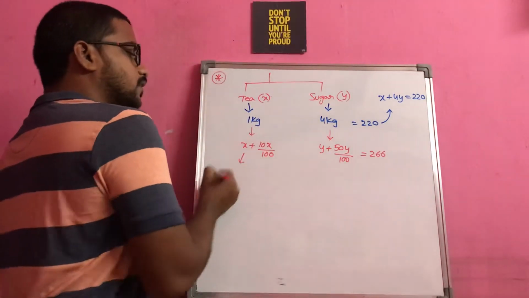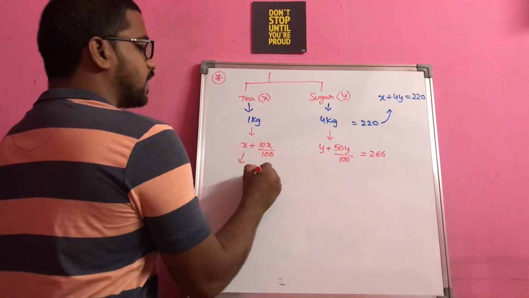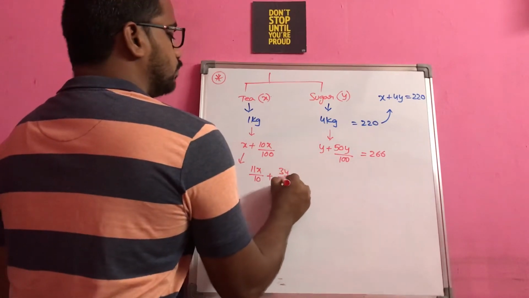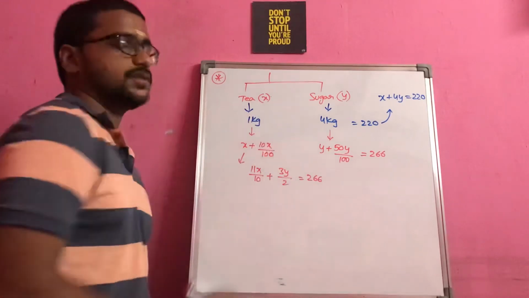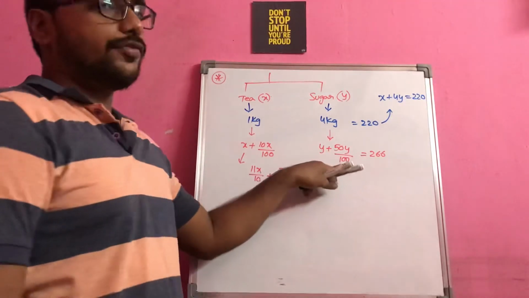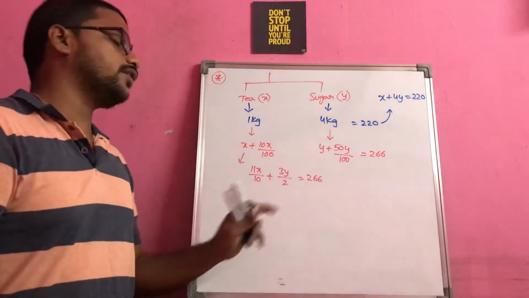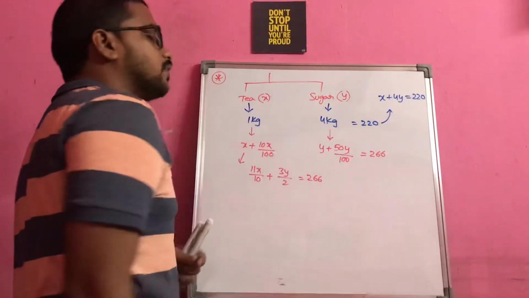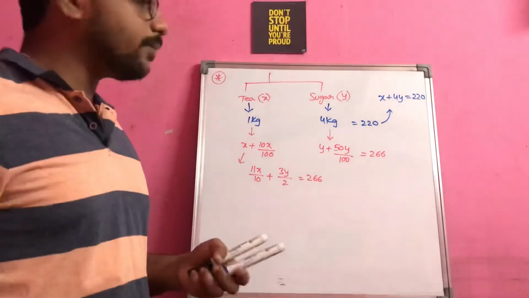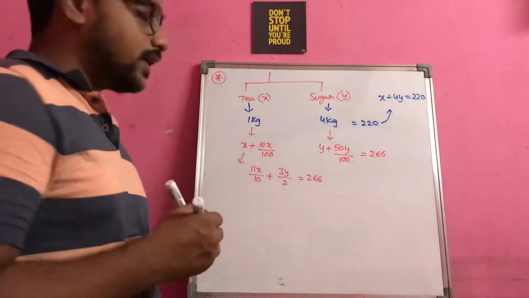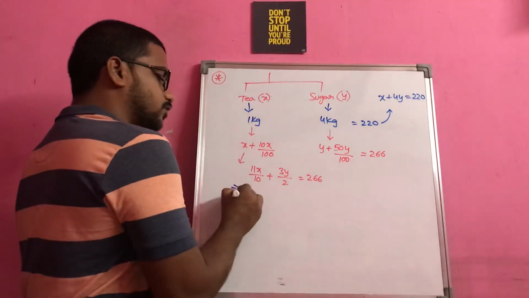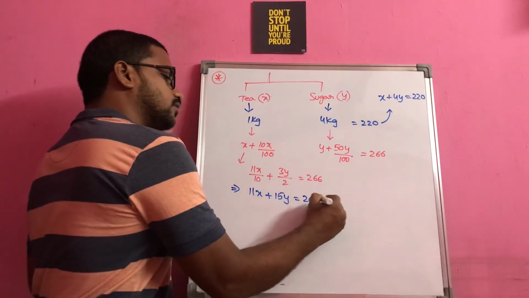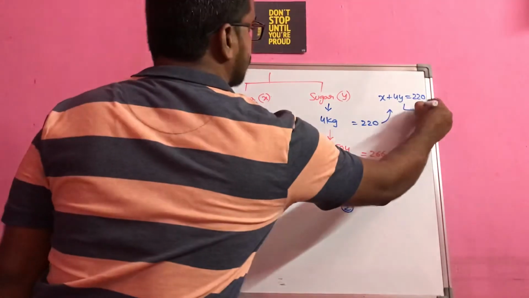So from this, the possible equation will become 11x by 10 plus 3y by 2 is equal to 266, because 50% means half it is increasing, right? y plus y by 2 will become 3y by 2. So x plus 4y equal to 220, and 11x by 10 plus 3y by 2 equal to 266. I will just multiply this equation with 10 so that I will be getting 11x plus 15y equal to 2660. This is my second equation and this is my first equation.